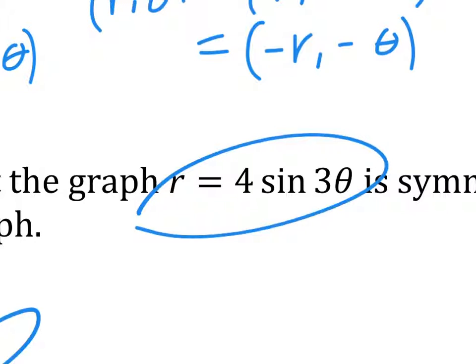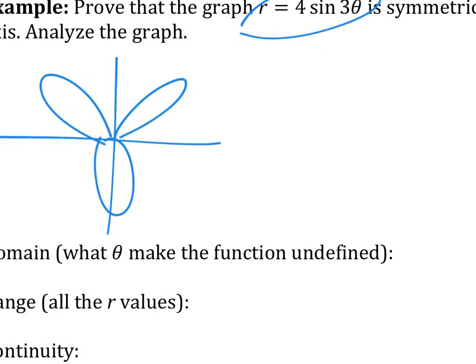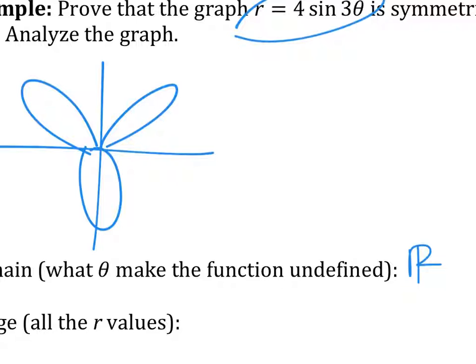Okay, what makes sine undefined? Nothing. Nothing makes sine undefined. All real numbers. Remember your sine graph goes like this, right? There's no x value that makes it undefined.